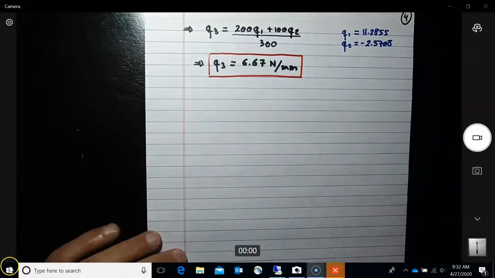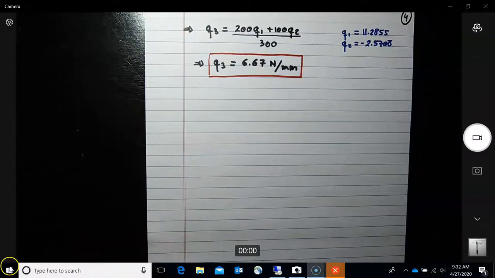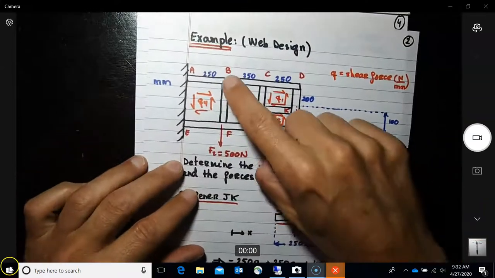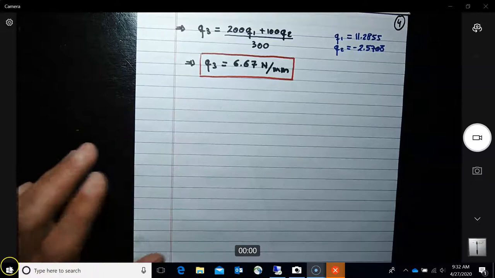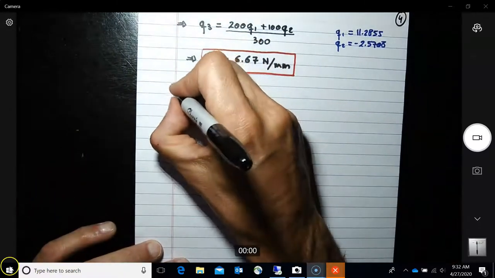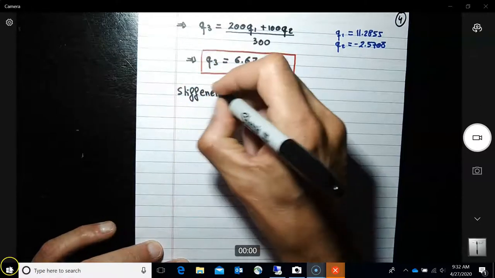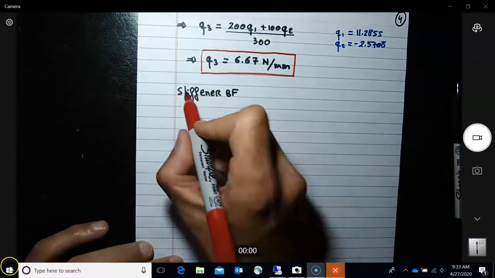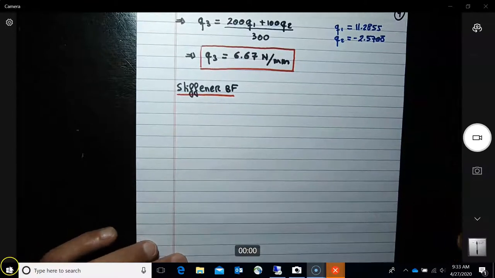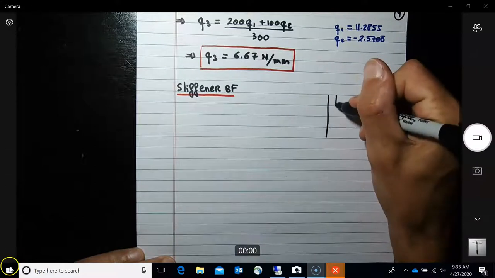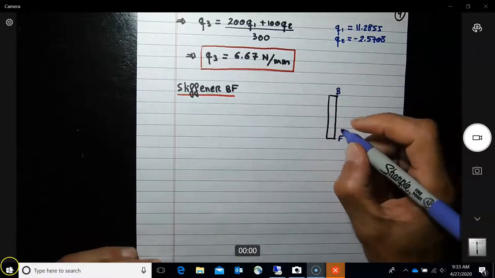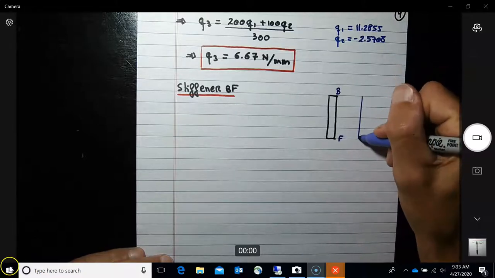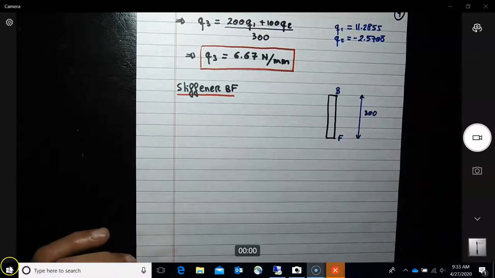So for Q4, we say we're going to go to the stiffener BF over here, okay? But we have this force, so we know Q3, the unknown will be Q4. But let's not forget the force F2. So we go to stiffener BF. So again, this would be a vertical BF, and we know this time this will be 300.